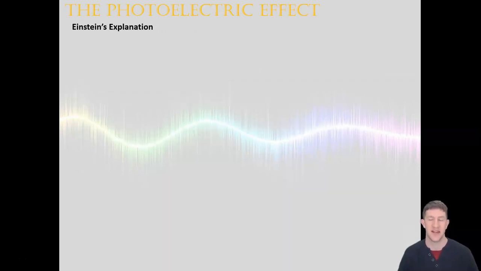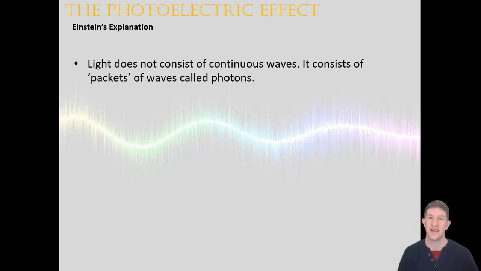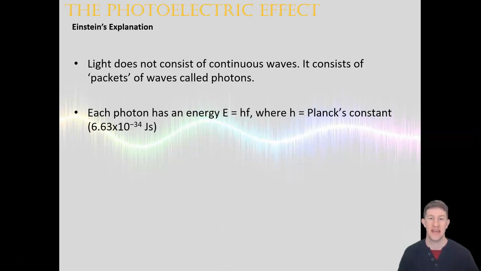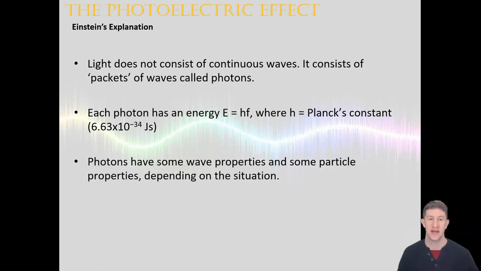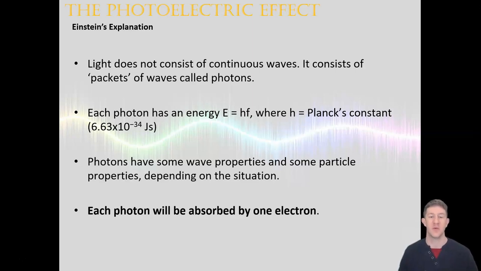So Einstein had an explanation for this. He said that light does not consist of a continuous wave. It consists of packets of waves called photons. Each photon has an energy of E equals hf, as we saw earlier, where h is Planck's constant of 6.6 times 10 to the negative 34 joule seconds. And photons have some wave properties and some particle properties, depending on the situation, which sounds a little bit hand-wavy, but it checks out. Each photon will be absorbed by one electron. That was his explanation to justify this.